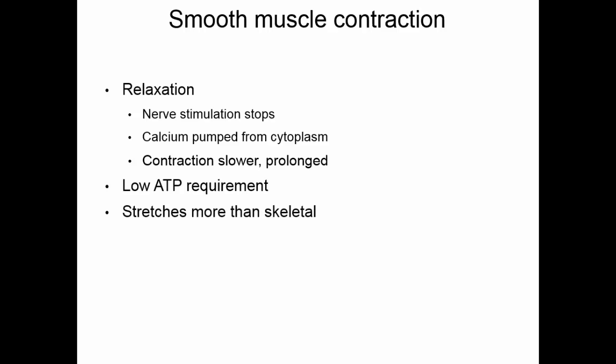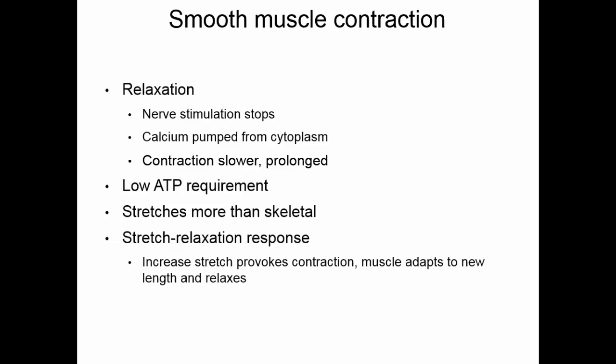Smooth muscle can stretch more than skeletal muscle, and it has something called the stretch-relaxation response. Basically, when you first stretch it, it wants to try to contract right away, but then it adapts to that new length and it relaxes again. This allows for organs to fill completely.